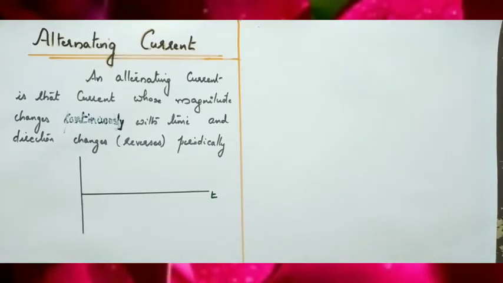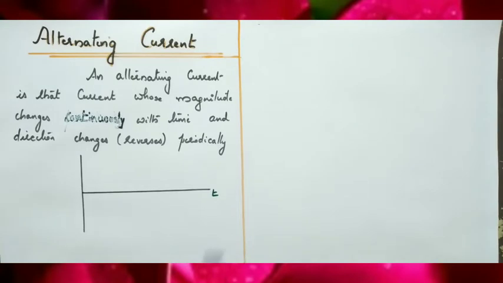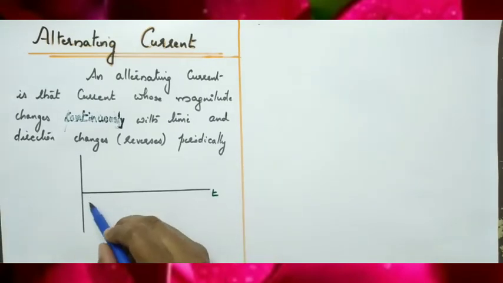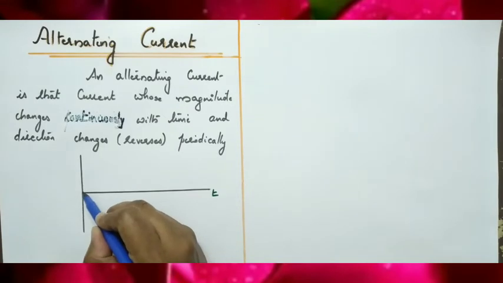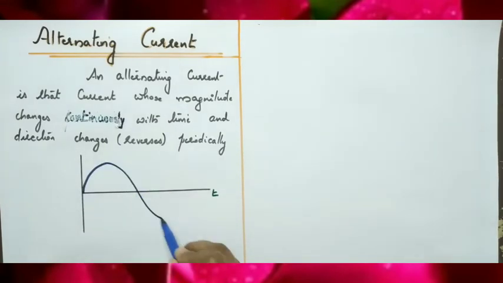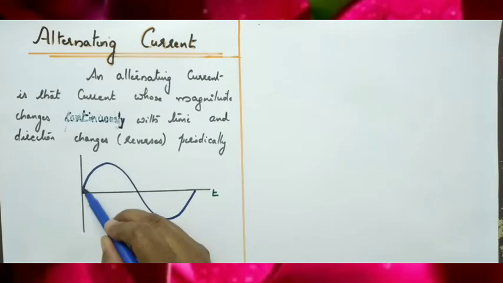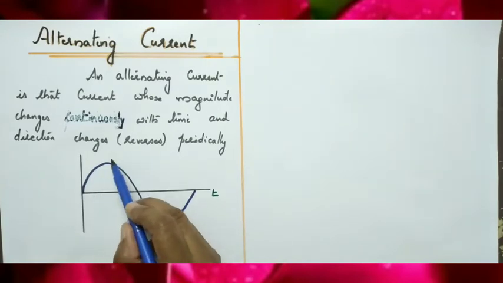Now we are going to start the new chapter, chapter number 7, alternating current. You know what is alternating current? AC. That means the current whose magnitude changes continuously with time and the direction reverses periodically. So if a graph is plotted, time along the x-axis, voltage or current along the y-axis, here this represents AC voltage or AC current.